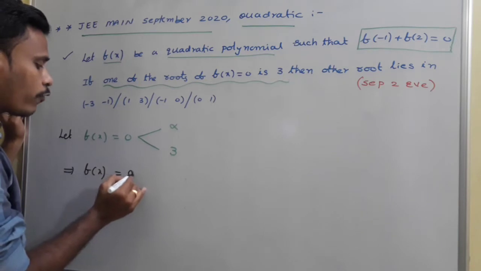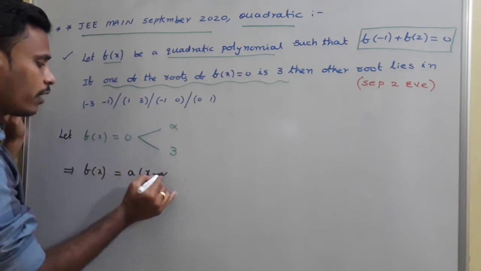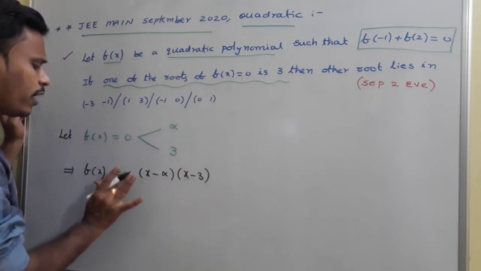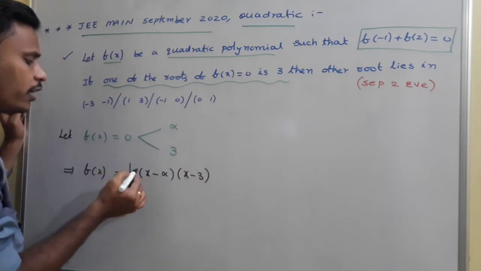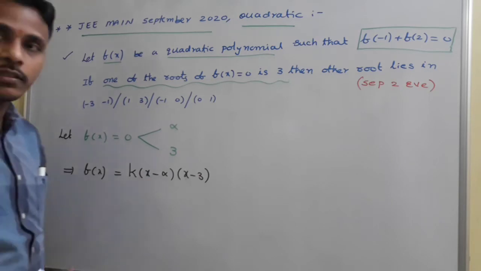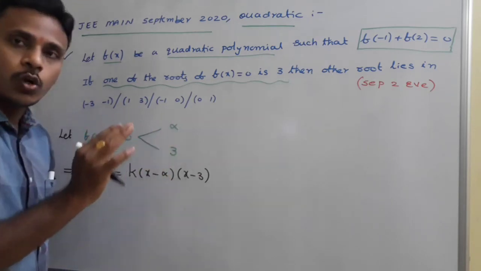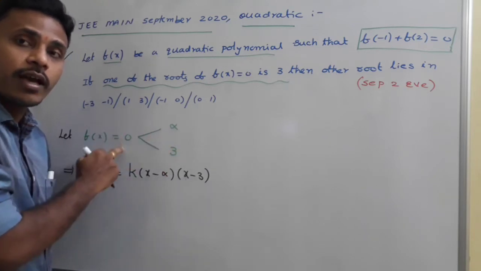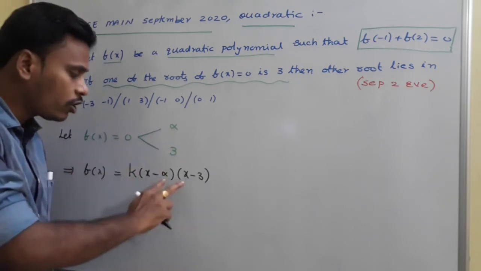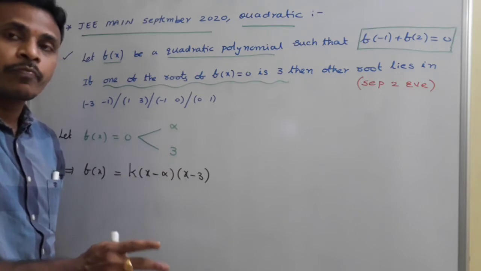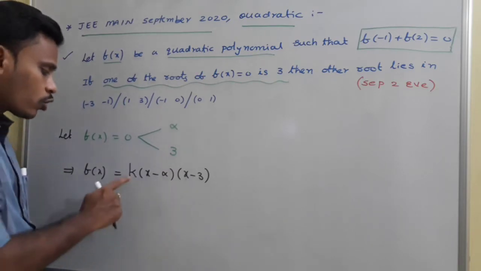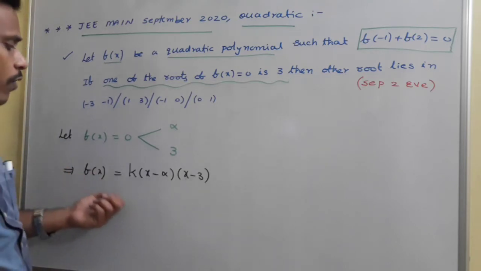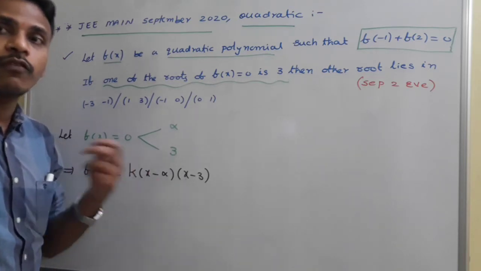So I will write f of x equals some a into x minus alpha into x minus 3. You may take any constant, some k into x minus alpha into x minus 3. Since these two are the roots, x minus 3 is a factor and x minus alpha is a factor. Since it is quadratic, these two are the only factors in terms of x, though it may have some constant. That's why we consider f of x as k into x minus alpha into x minus 3.